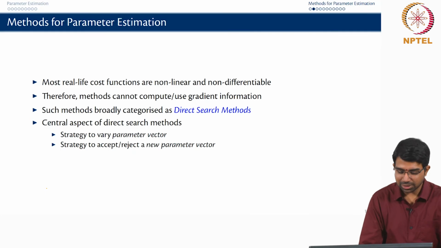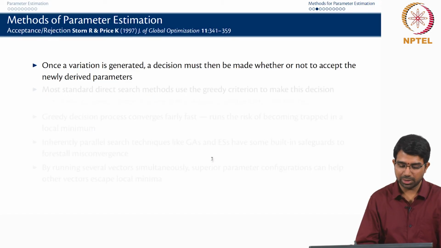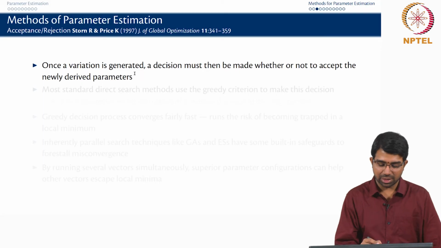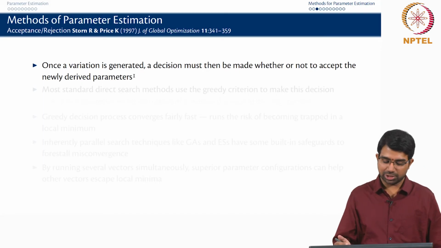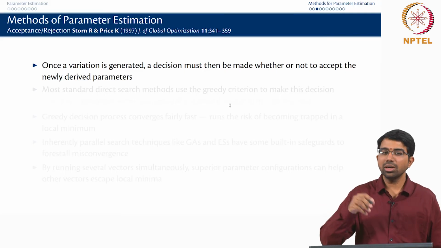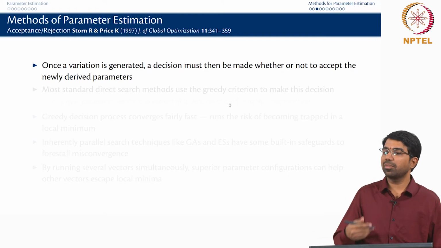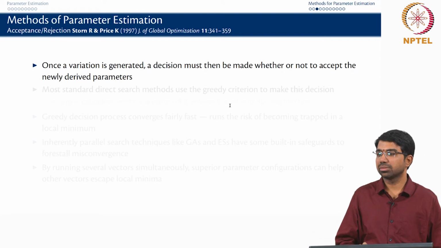So how do these methods work? The central aspect we said was there is a strategy to vary the parameter vector and a strategy to accept or reject a new parameter vector. Once a variation is generated, how do you make the decision? You need to decide whether to go in this direction or the other direction, right? How do I come up with that decision?